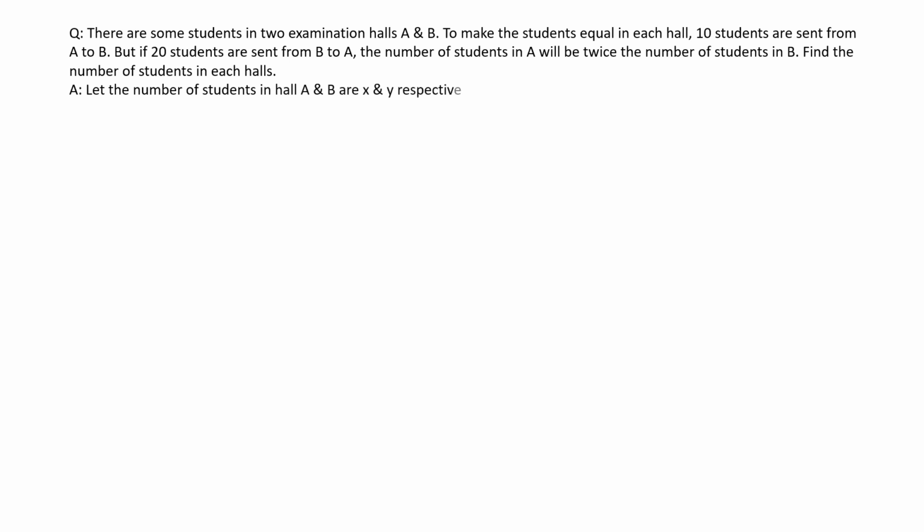Let the number of students in hall A and hall B be x and y respectively. According to the question, x minus 10 equals y plus 10. That means we can write it as x minus y equals 20. Let this be the first equation. Again, x plus 20 equals 2 into y minus 20, or we can write x minus 2y equals minus 60. Why is this?